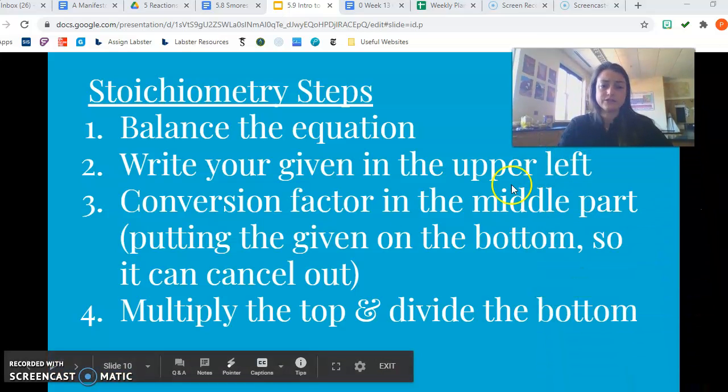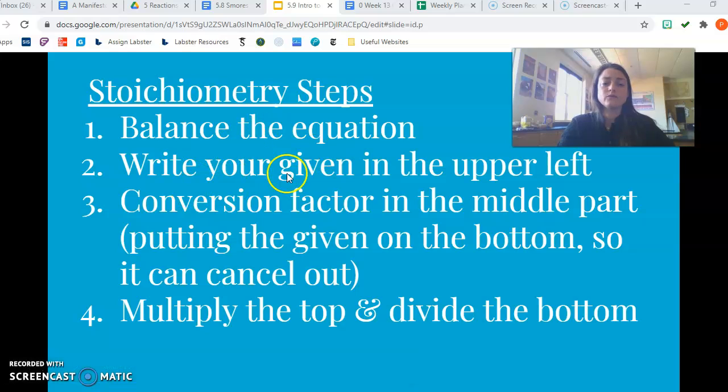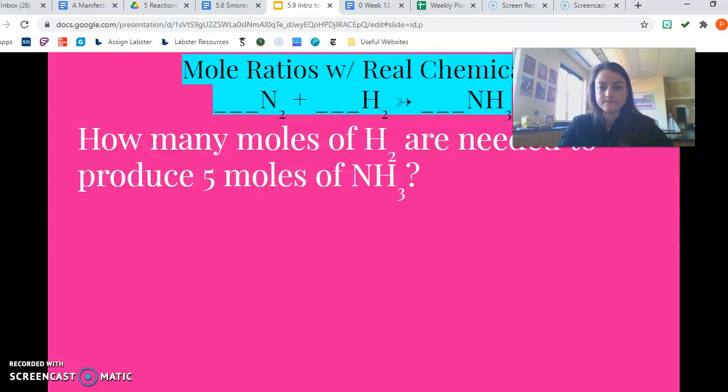You're going to balance your equation first. You're going to write what you're given in the upper left-hand corner of your t-chart. Then you're going to put your conversion factor in the middle, and you're going to put that same given unit on the bottom of that conversion factor so that you can cancel it out. And then you're going to multiply across the top and divide by whatever's on the bottom. So we'll try a couple more examples.